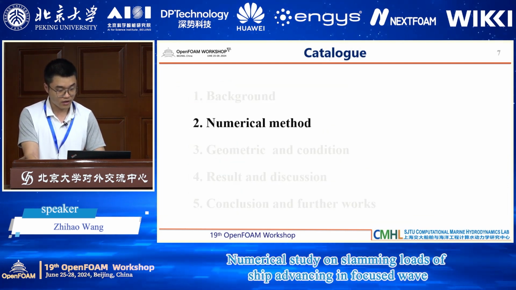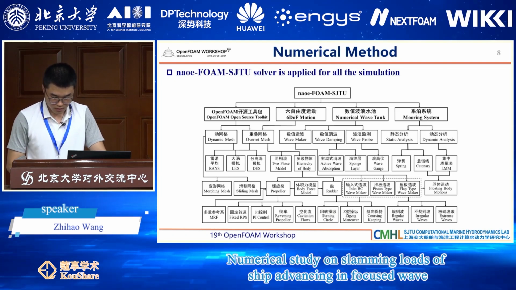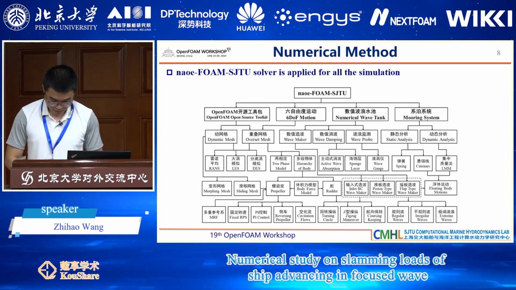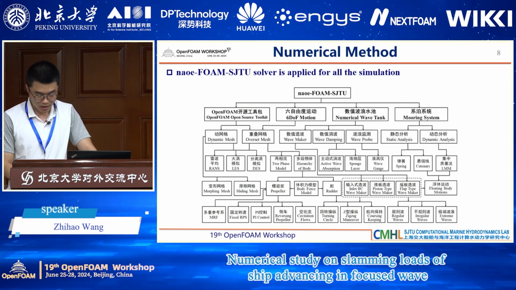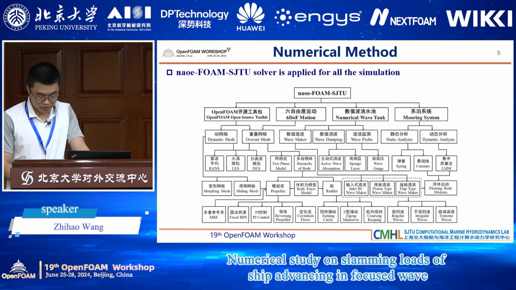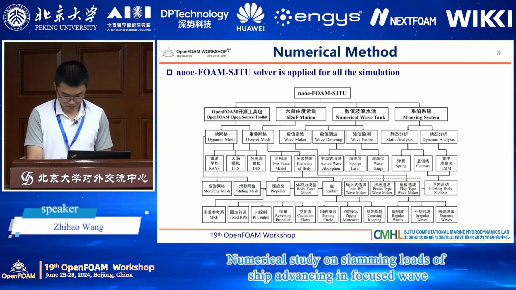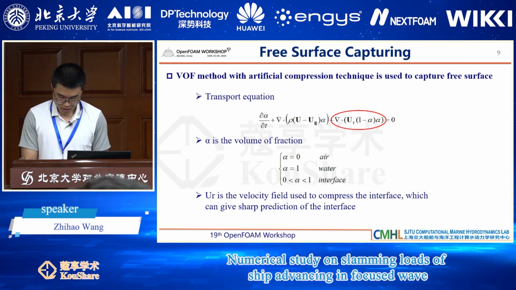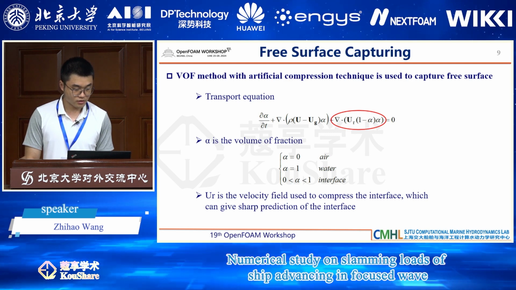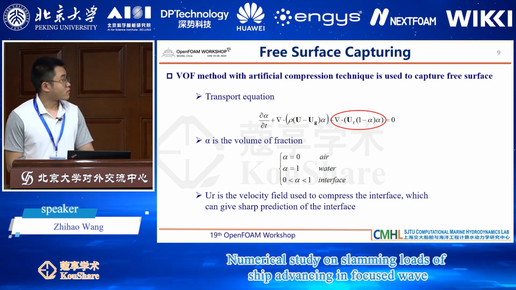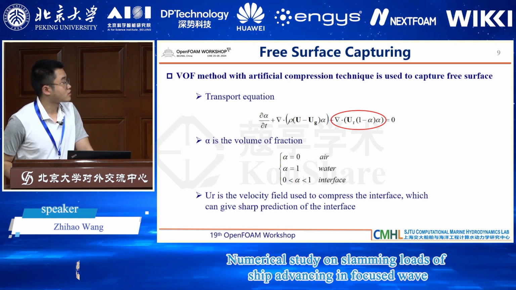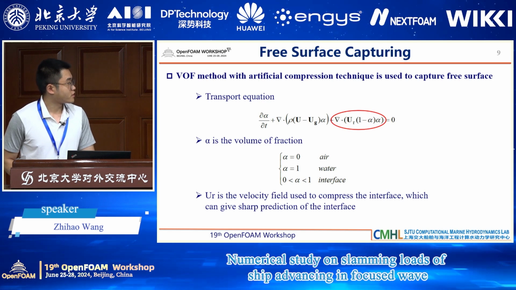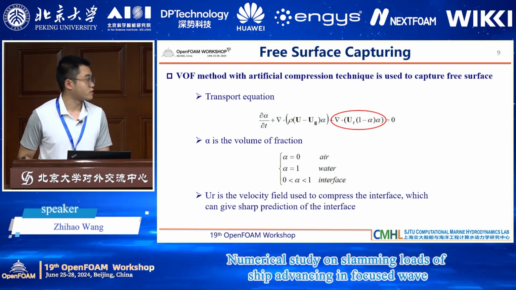And the second part is the numerical method. For all the simulations, the naoe-FOAM-SJTU solver is applied. It's an open source toolkit combined with 6 degree of freedom motion, a numerical wave tank, and a mooring system. For the free surface capturing, we are using the VOF method with artificial compression technique. The red circle shows the artificial compression, and the equation is the transport equation. In this equation, Ur is the velocity field used to compress the interface, which can give a sharp prediction of the interface.